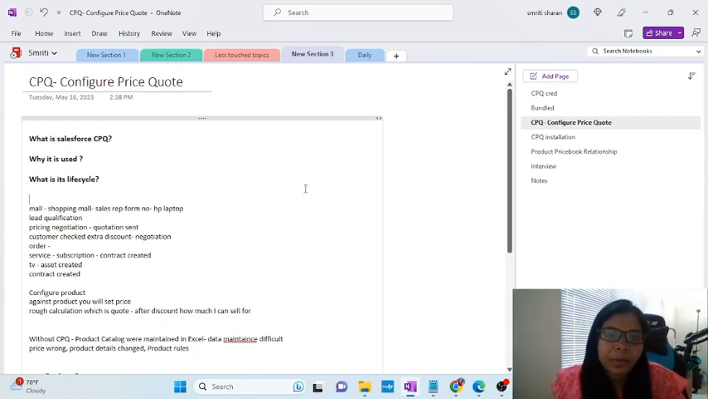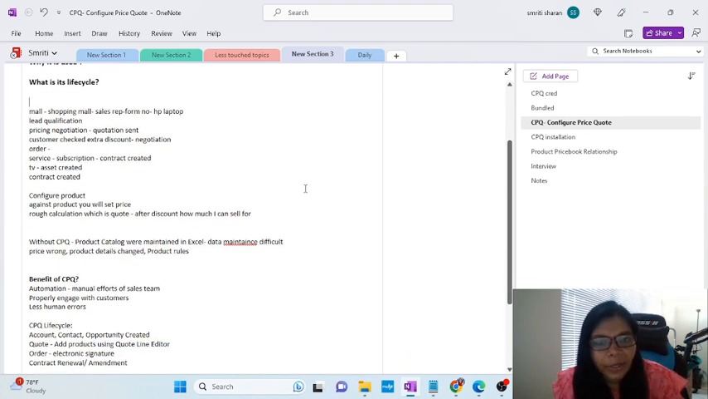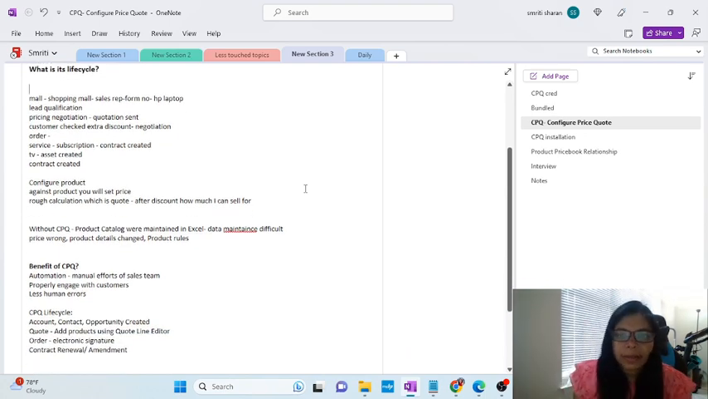Configure price quote, CPQ. It's very important to understand what CPQ is, why it is being used, and what its life cycle is before jumping directly into the whole setup and moving further. So let's understand the basics with the help of an example.